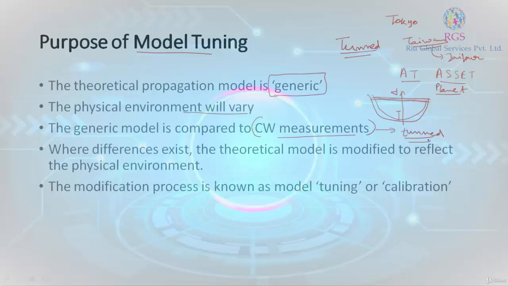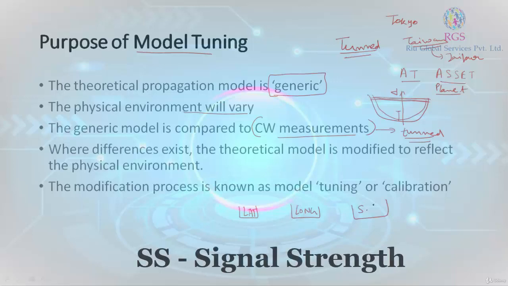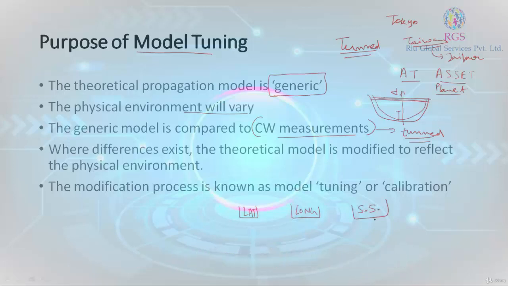What is the meaning of CW test? CW test is nothing but a drive test which will give you scanner type information. It will have its lat, it will have its long, and it will have the signal strength. These are the major things which you get in a CW test. CW stands for continuous wave testing.